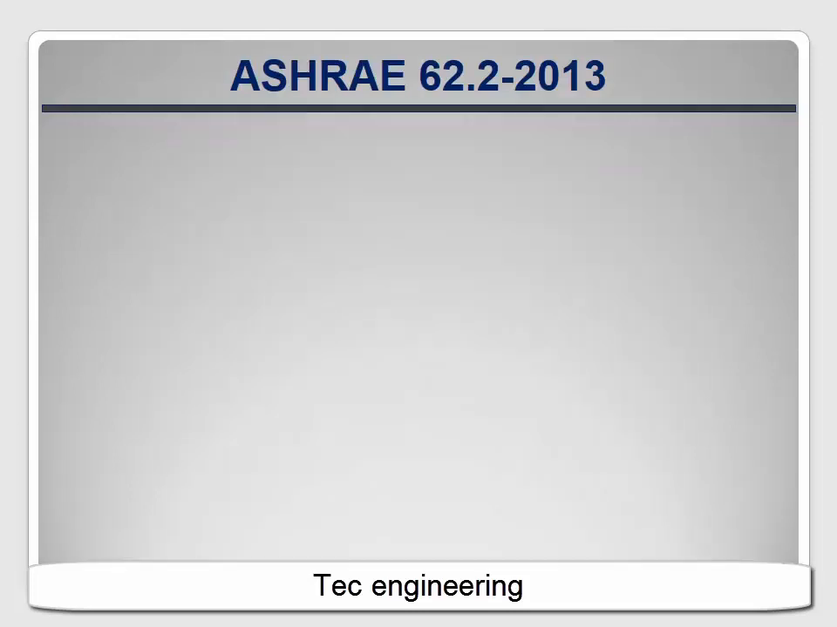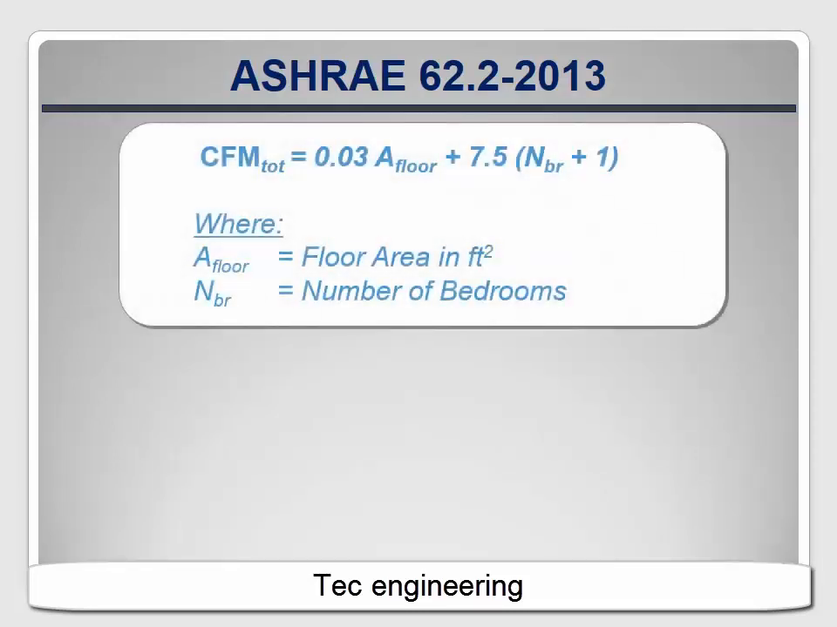ASHRAE 62.2 2013 includes an equation for CFM total, and it's based on the floor area of the dwelling and the number of bedrooms. Here's how I put the formula into words. The total desired ventilation rate is equal to 3 CFM for every 100 square feet of floor area, plus 7.5 CFM for each occupant, assuming that there are 2 occupants in the master bedroom and 1 in each other bedroom. It'd be better to use the actual number of occupants, but for new construction that may not be known until after the house is built and put on the market.